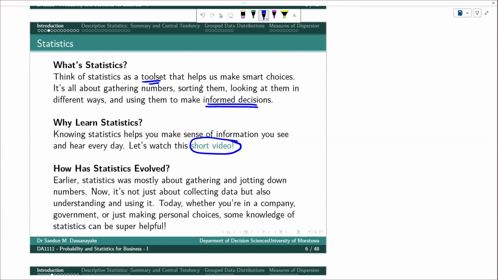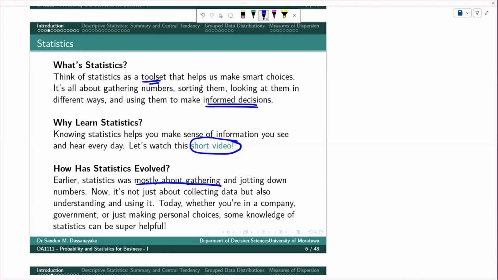Earlier, statistics was mostly about gathering and jotting down numbers. If you look at previous days, the history of statistics, what people did was they would take a piece of paper and then just collect numbers. Then they started visualizing things, they started drawing charts, and some of them were mainly into quantitative sides of it. They started developing different summaries and so on and so forth.